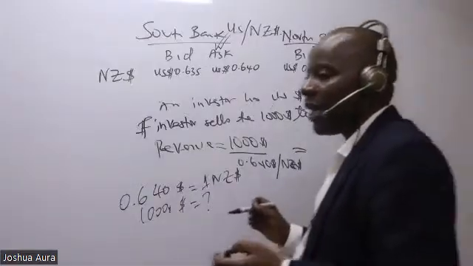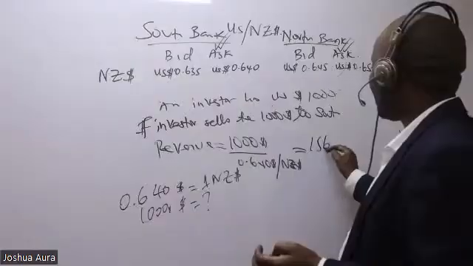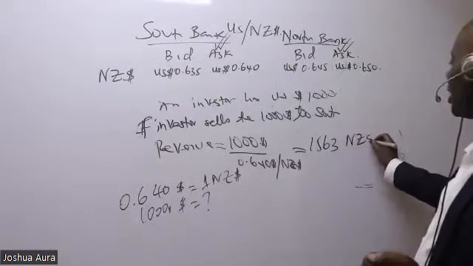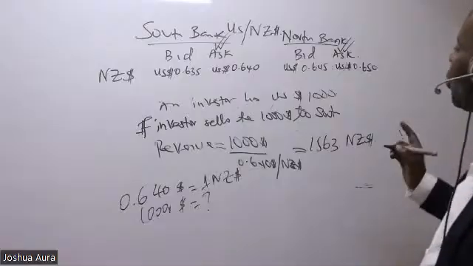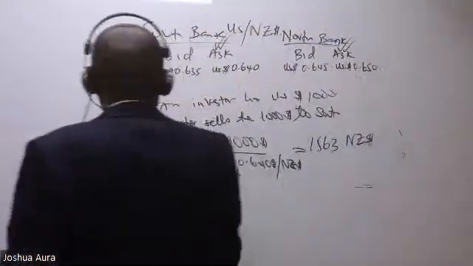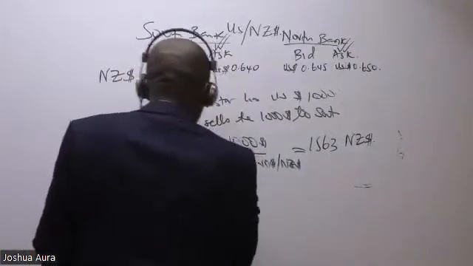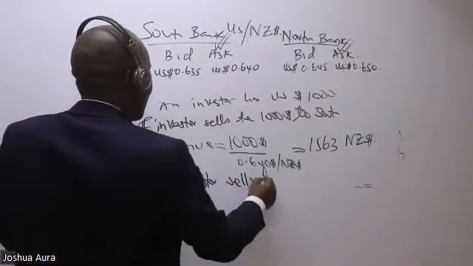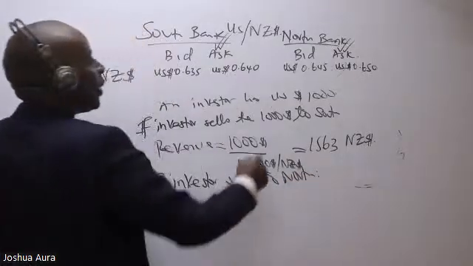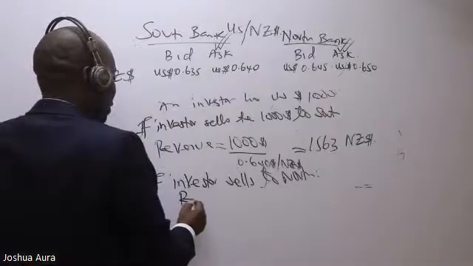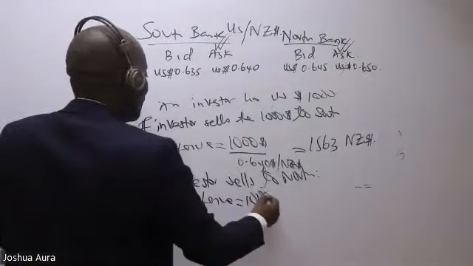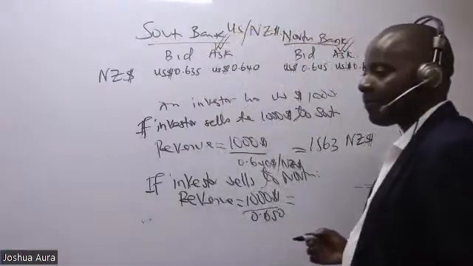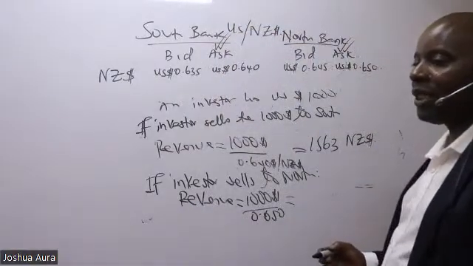So in this case here, they give me a figure, and I say it is 1563 New Zealand dollars. What if the investor sells these to North? If the investor sells to North, at what rate does North ask? So in this case here, the revenue will be $1,000 divided by 0.65. How much are we getting here, somebody? If we sell to North, how much shall we receive?